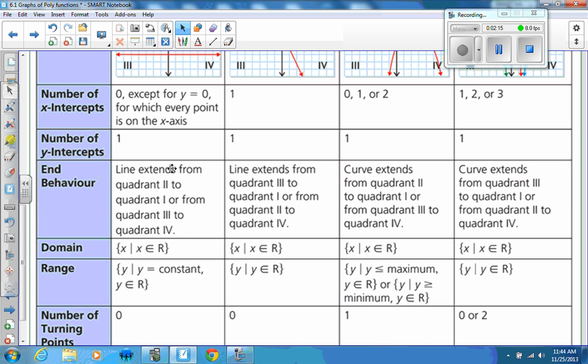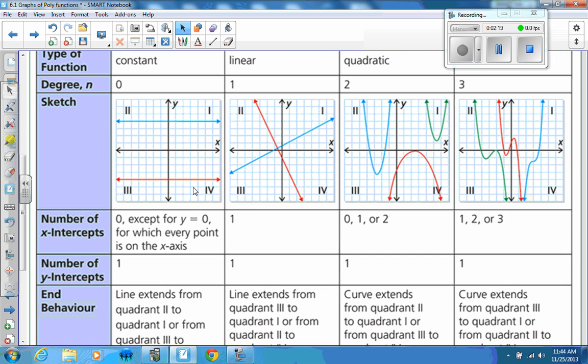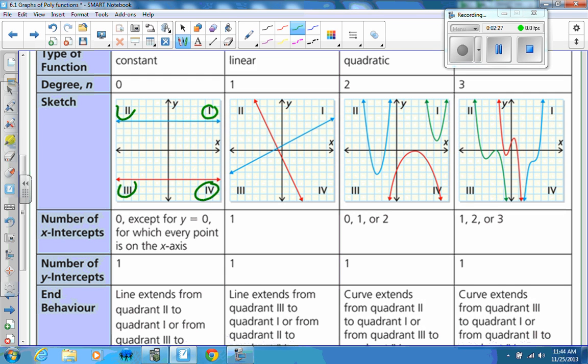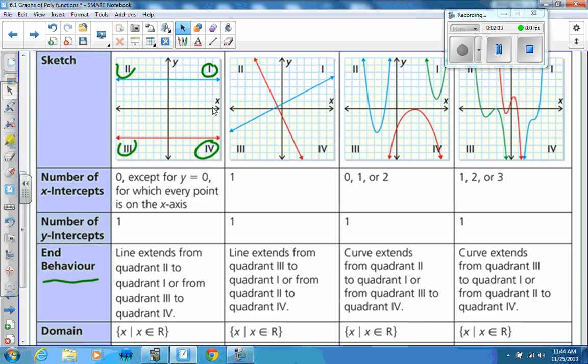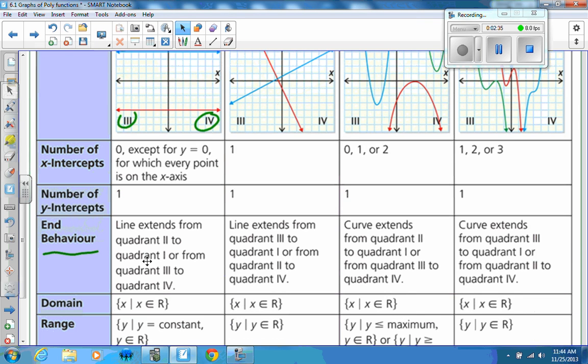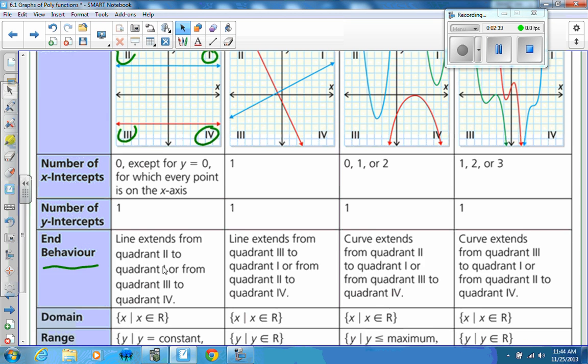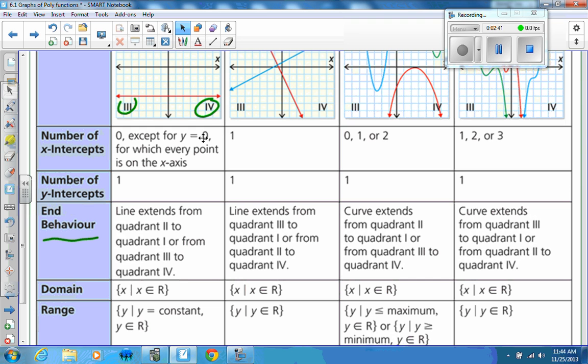End behavior means where it extends from and where it ends up. So if you remember your quadrants, they go around counterclockwise. So quadrant 1 is always here, then 2, 3, and 4. So your end behavior is always based on what quadrant it starts in and what quadrant it ends in. So the line extends from quadrant 2 to quadrant 1 if it's a positive, and it extends from quadrant 3 to quadrant 4 if it's a negative value.